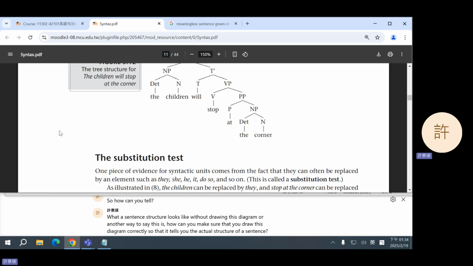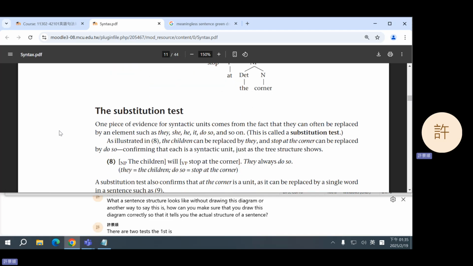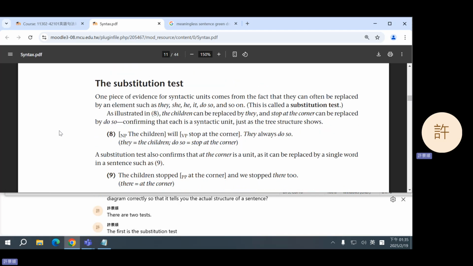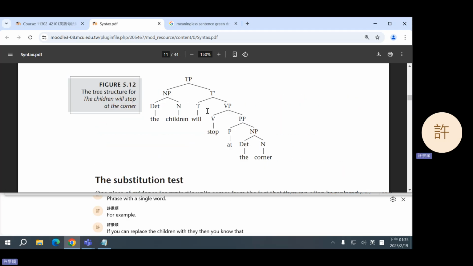There are two tests. The first is the substitution test. Can you replace one phrase with a single word? For example, if you can replace the children with they, then you know that the children is on the level of a noun phrase.